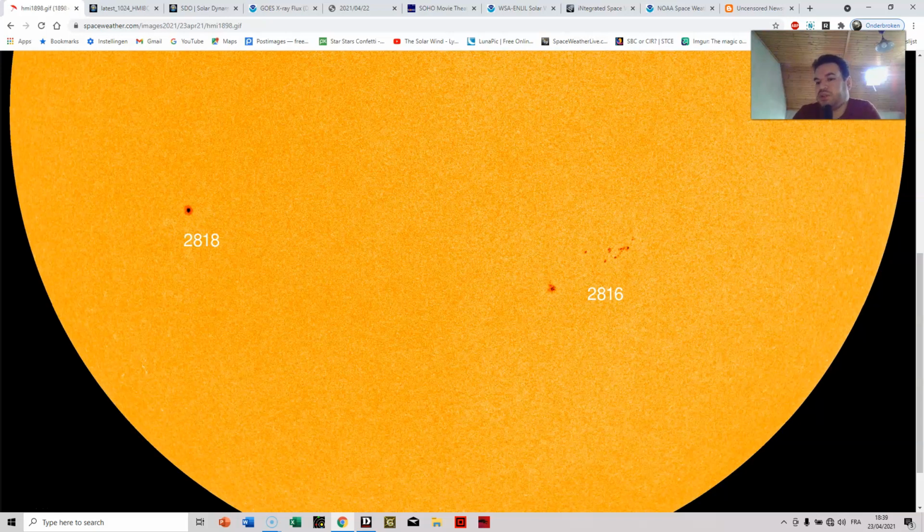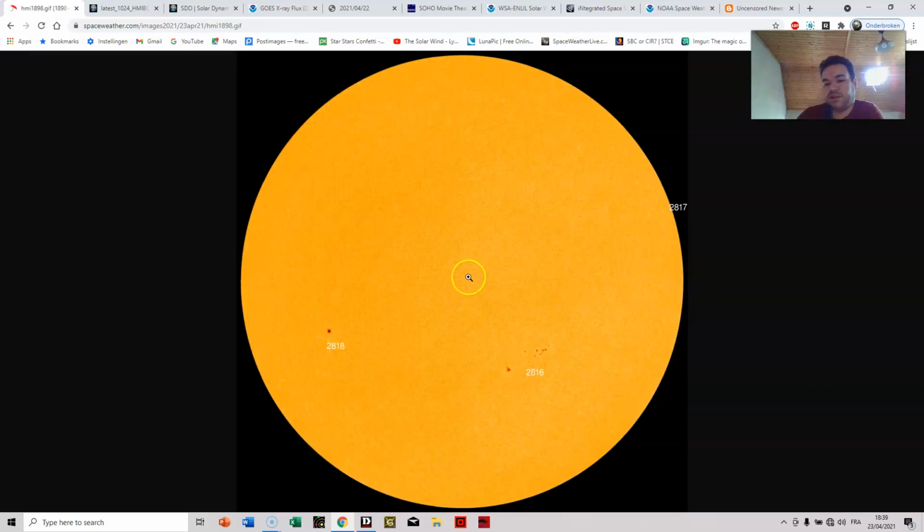Today, I will be covering a solar flare that actually produced a tsunami. It happened from Sunspot 2816. This is actually not a single sunspot, but a group, as you can see. Let me zoom that out. There is a single sunspot next to it on the sun, a bit further, 2818. And there is a sunspot leaving the solar disk, 2817.